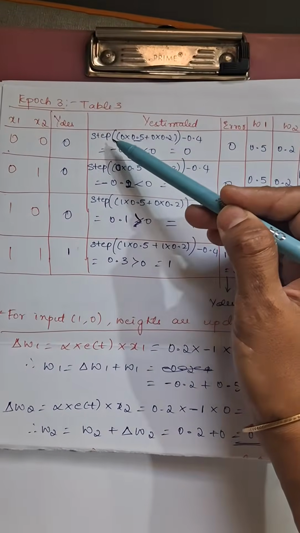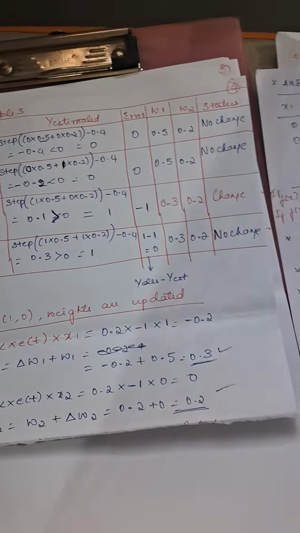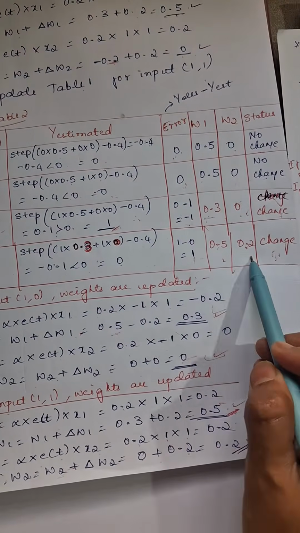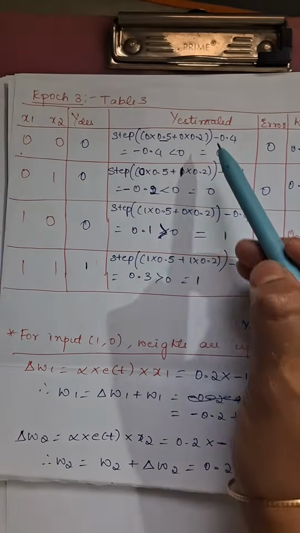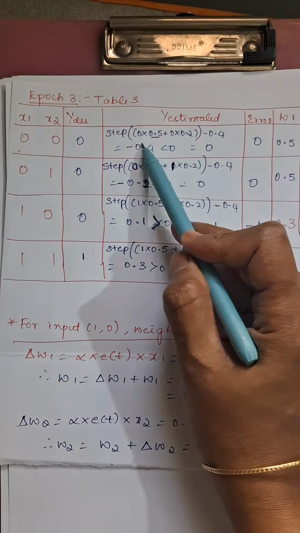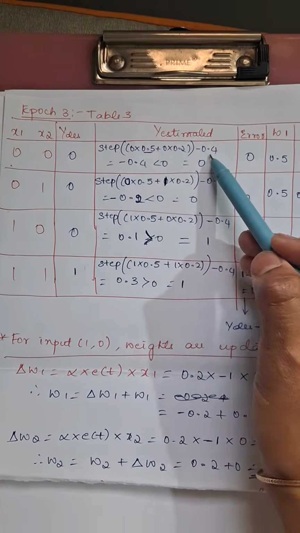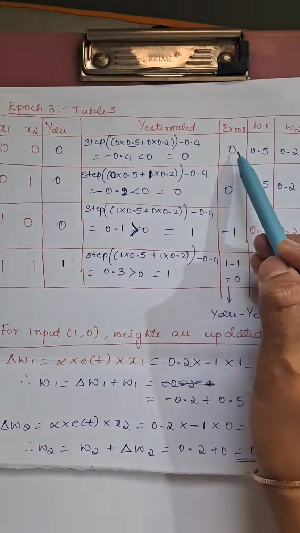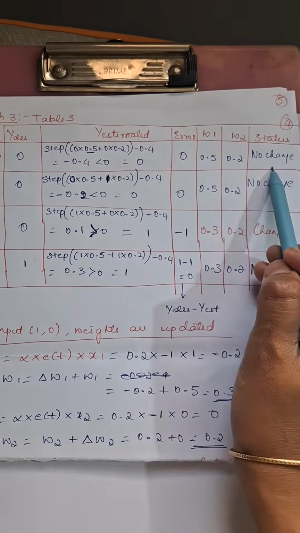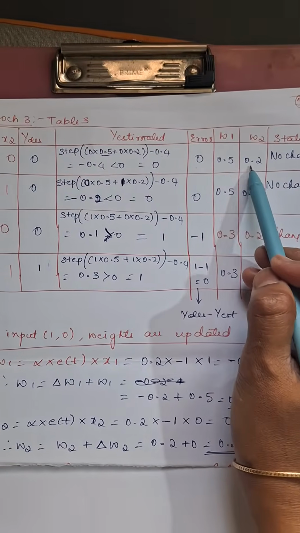For Y estimated, what value of W1, W2 do I have to take now for the calculation? This one, 0.5, 0.2. So see, 0.5, 0.2 I have to take. 0 into 0.5 plus 0 into 0.2 minus 0.4. So I am getting 0 here. Error is 0. So there is no change. So the weights are 0.5 and 0.2.